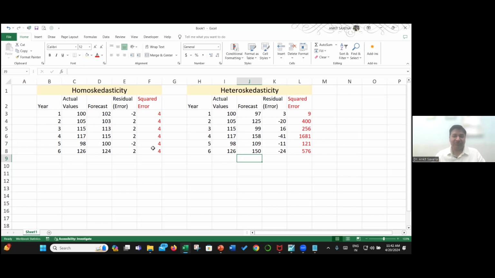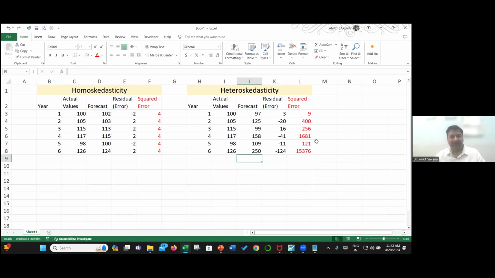Why are we squaring? Just to get rid of the signs. We are ignoring the signs of the deviation and just looking at the squared error. But when you see the squared error here, it ranges from 9 to 1681. And this could go anywhere. If I say that when I had the actual value, my forecasted value was 250, there would be a huge squared error over there. So now what you see is that your squared error term is not consistent.